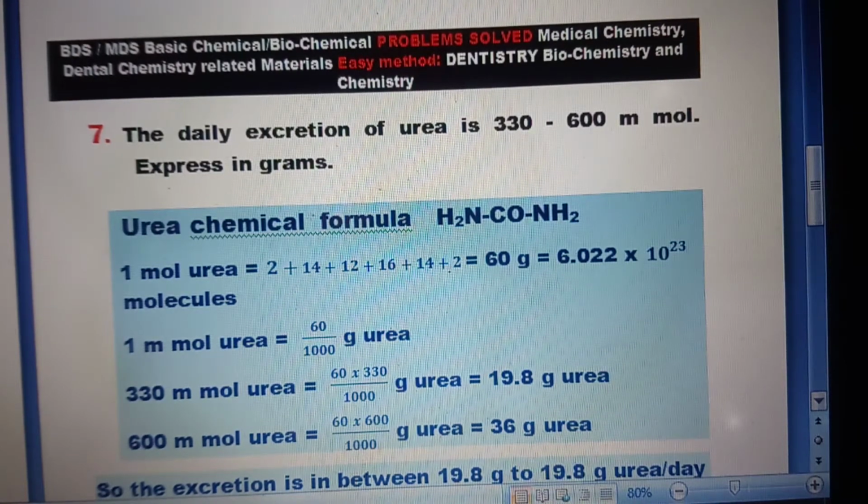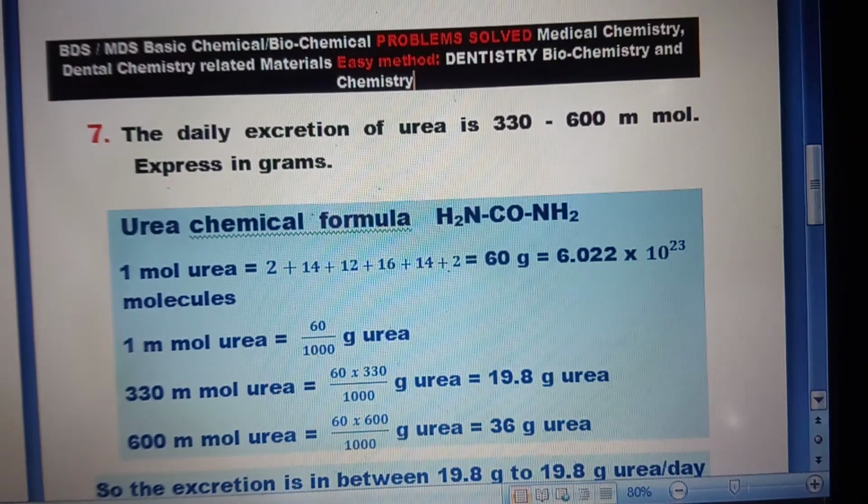How is it obtained? Just substitute into the formula. H2 means 2, nitrogen is 14, carbon is 12, oxygen is 16. Again 14 plus 2. Summing these, we get the value 60 grams. And 60 grams of urea will also contain Avogadro's number of molecules, but that is not required here.